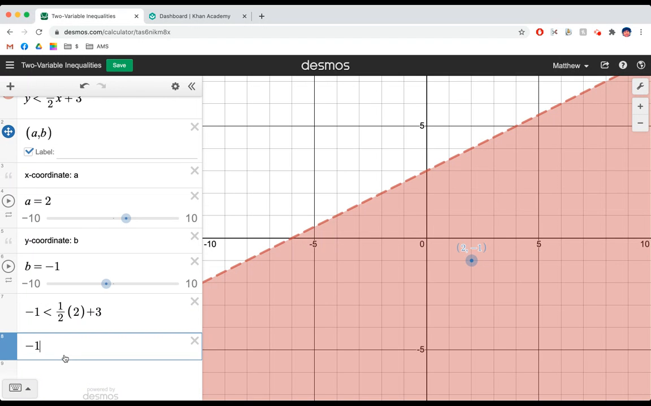If we simplify everything, half times 2 is going to be a 1, right? And then 1 plus 3 is 4. So once I simplify everything, we're left with -1 is less than 4, which is definitely true. So that's how we confirm it's a solution, okay?